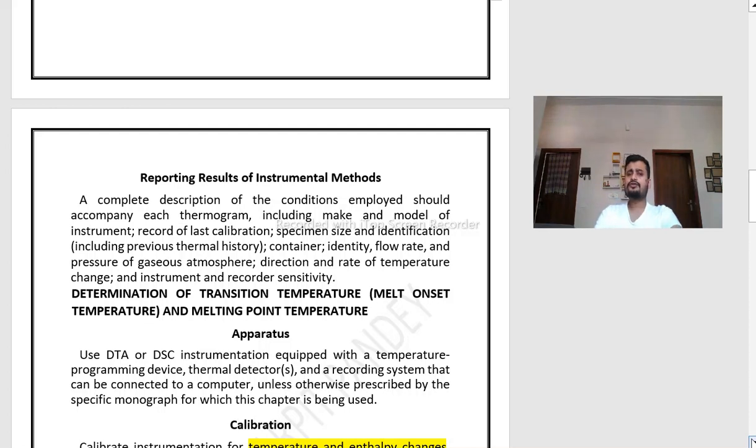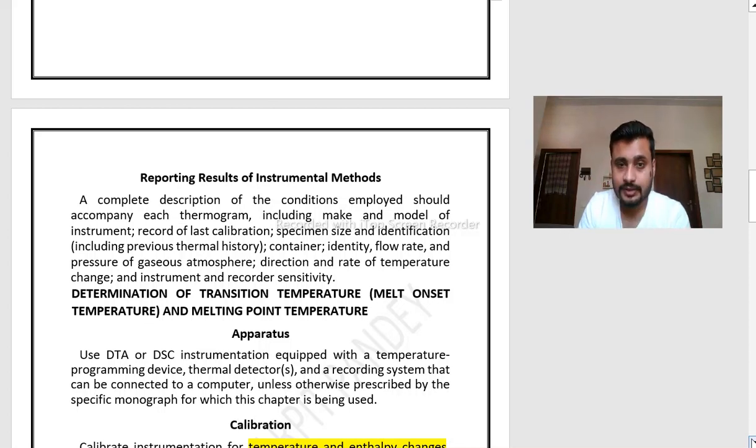Reporting result of instrument method. A complete description of the condition employed should accompany each thermogram. I just want to give one thing. The data which we obtain from the DSC, TGA, or with the help of thermal analysis technique, this data or the graph is known as the thermogram. Okay friends, the data which we obtain, it is known as the thermogram.